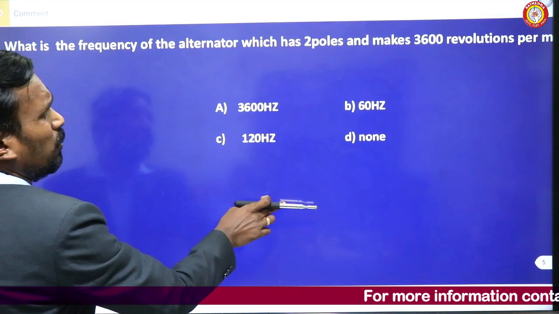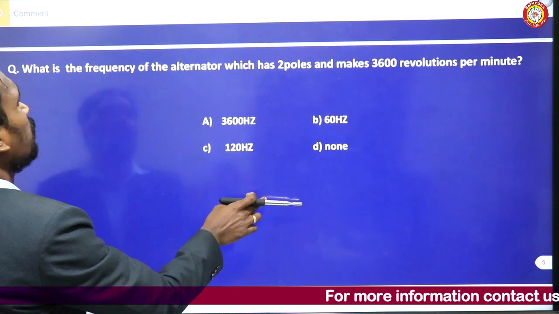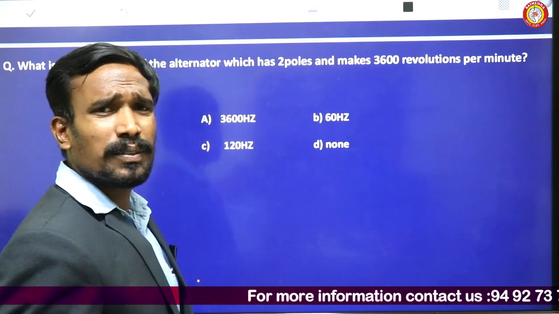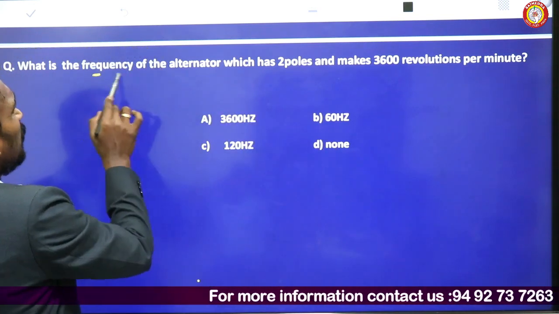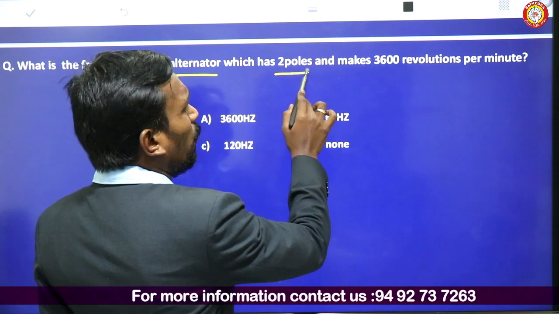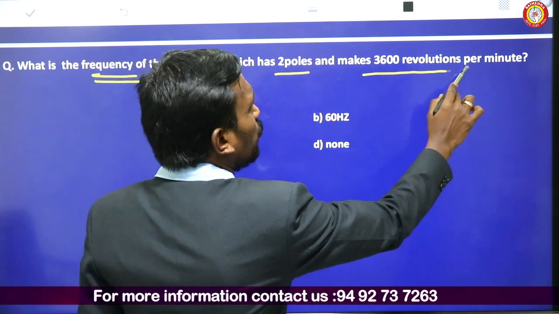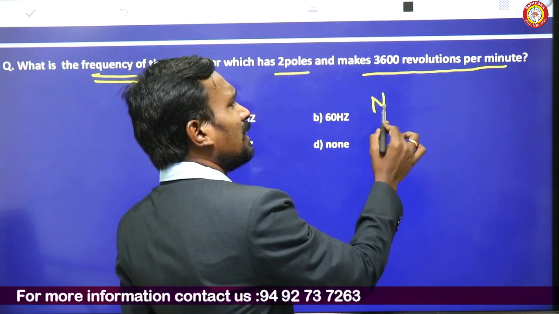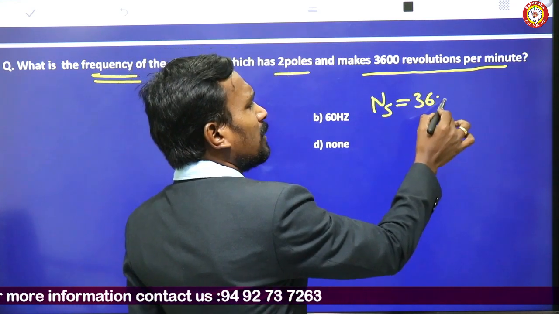Yeah, this is also one of the very simple questions they asked for assistant engineers. What is the question? What is the frequency of the alternator that has 2 poles and makes 1200 revolutions per minute? They gave an alternator, that's why they gave the speed.